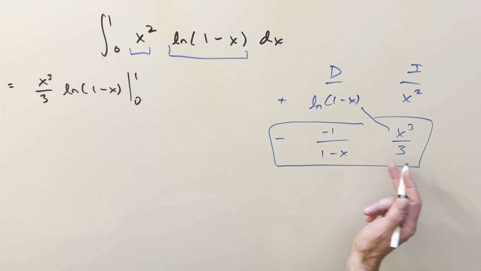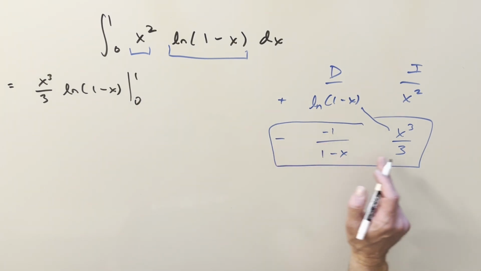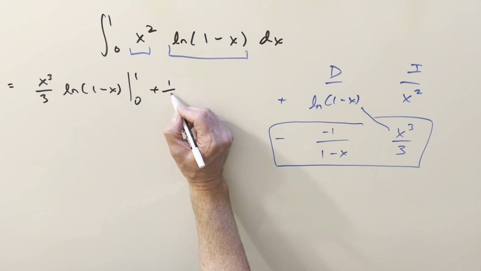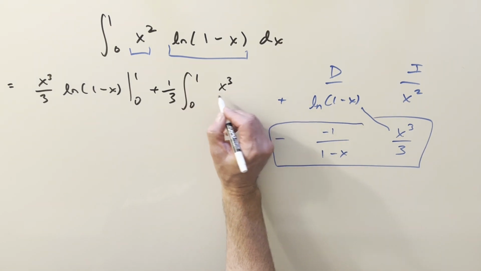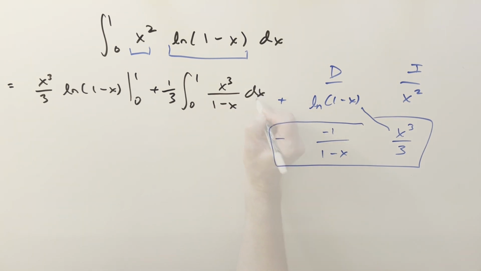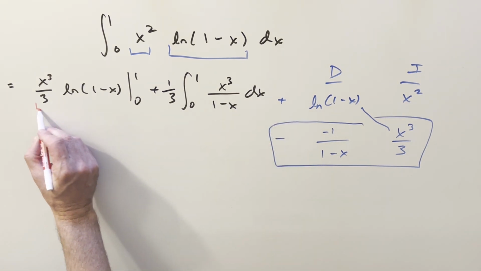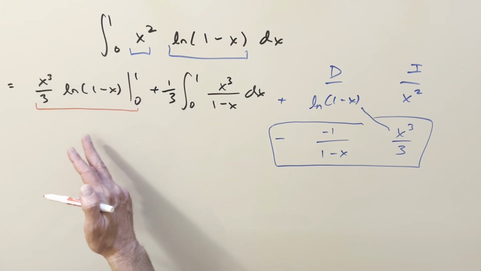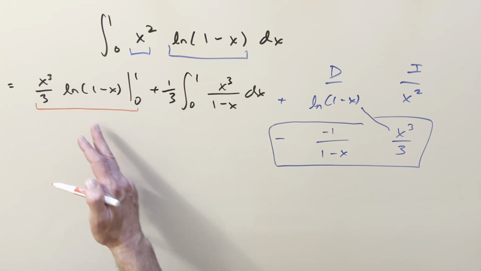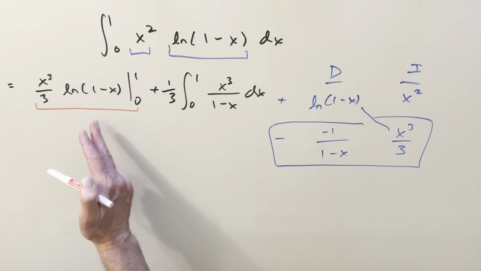And then for this integral, minus times minus is plus, and I can pull 1/3 out front. So we're integrating from 0 to 1 of just x cubed over 1 minus x. Now for this thing right here, we could go ahead and try to evaluate it. At 0, it's fine, but at 1, it's going to be a problem. So I'm going to leave it for now and see if we can combine it with some other terms in order to make this work.